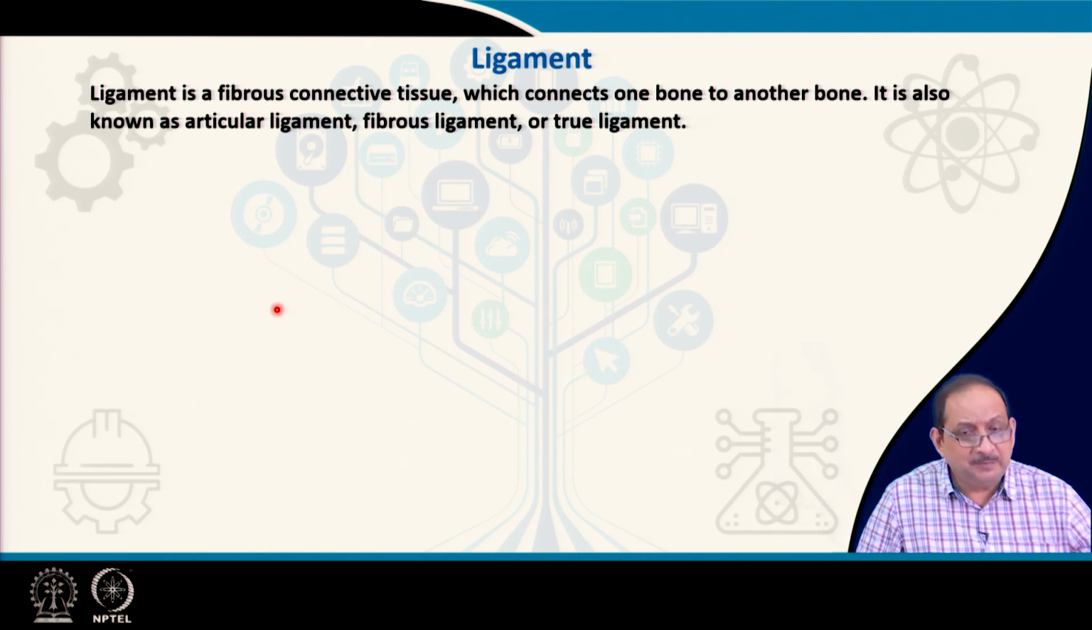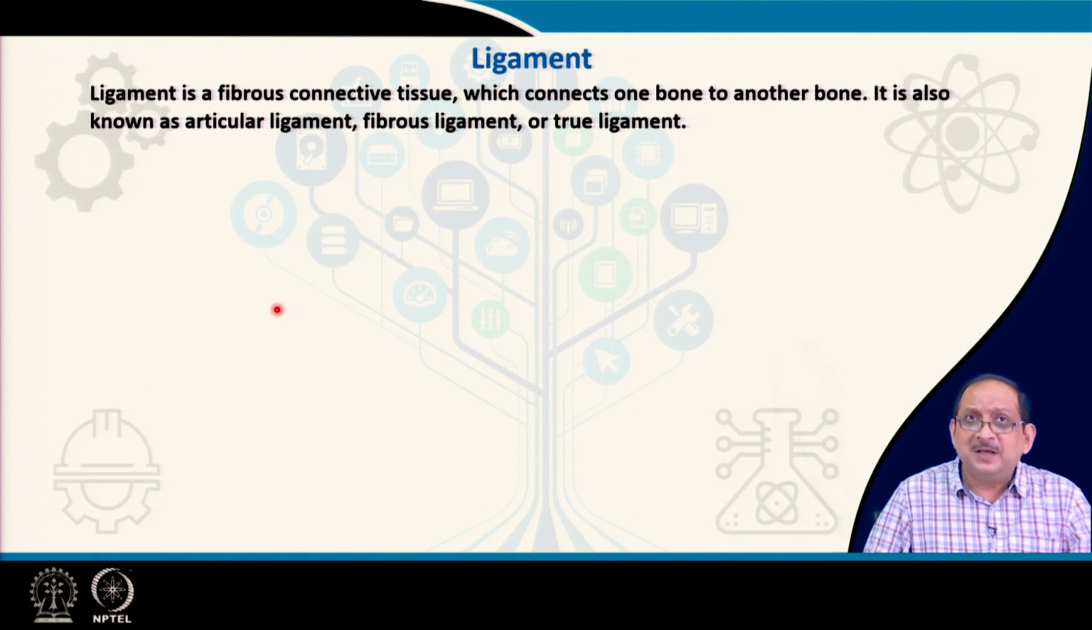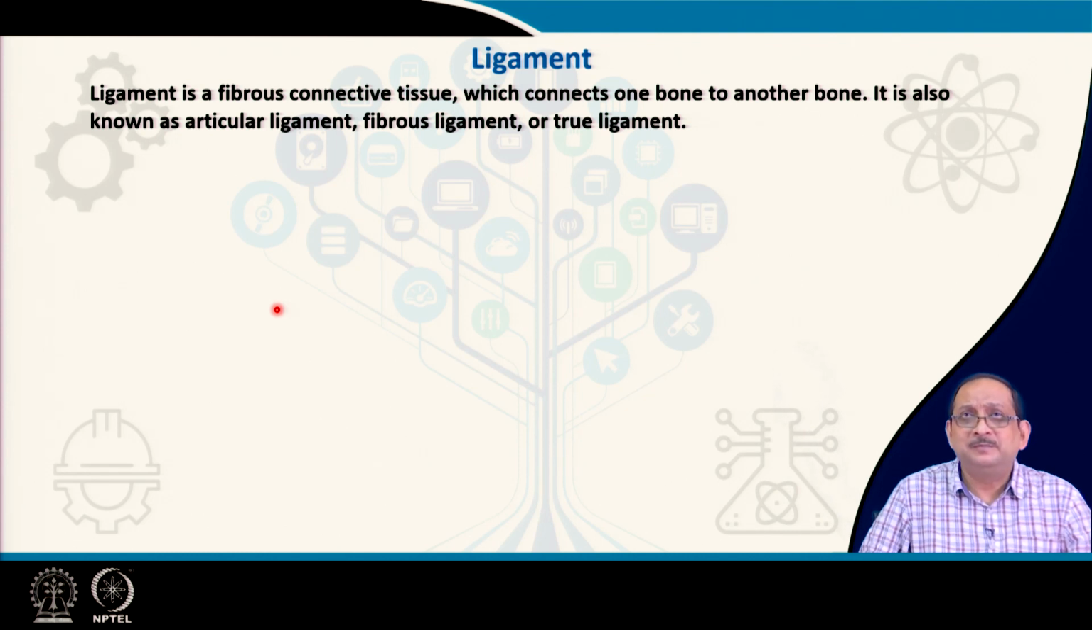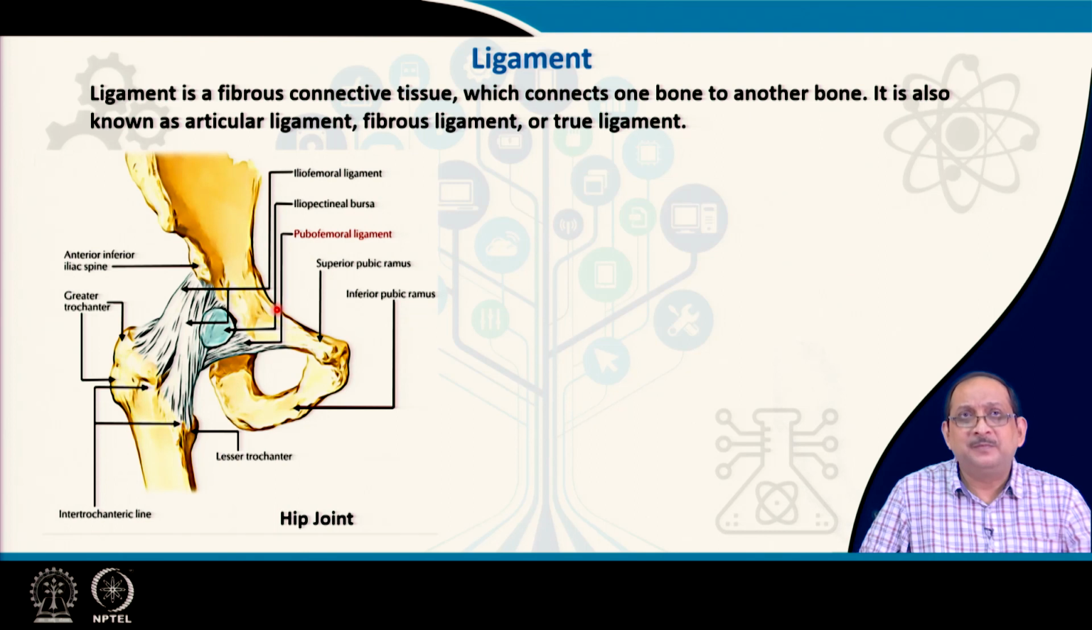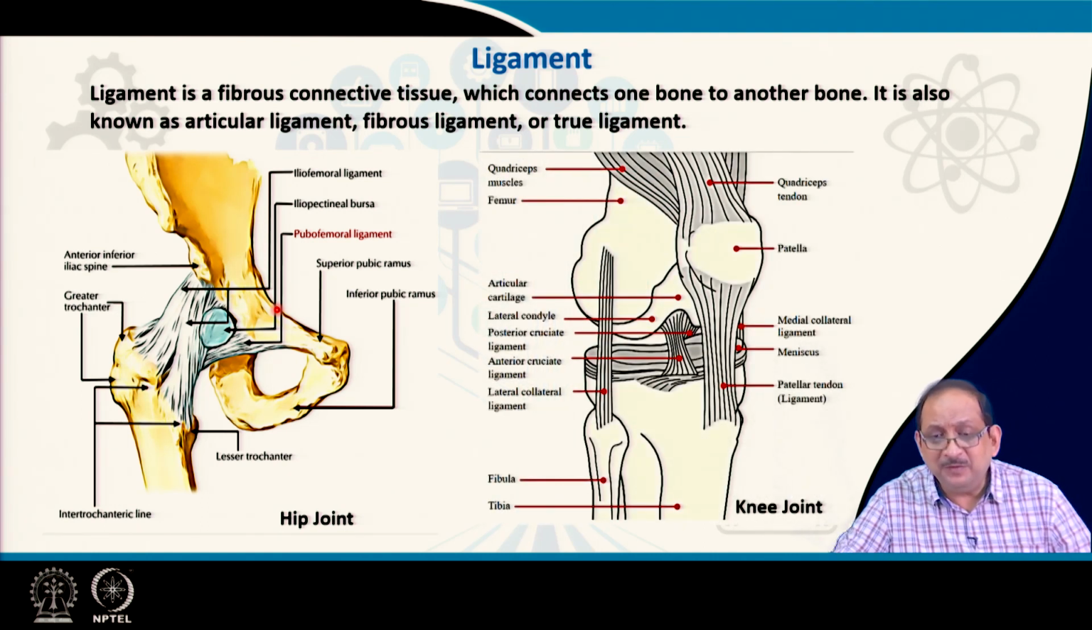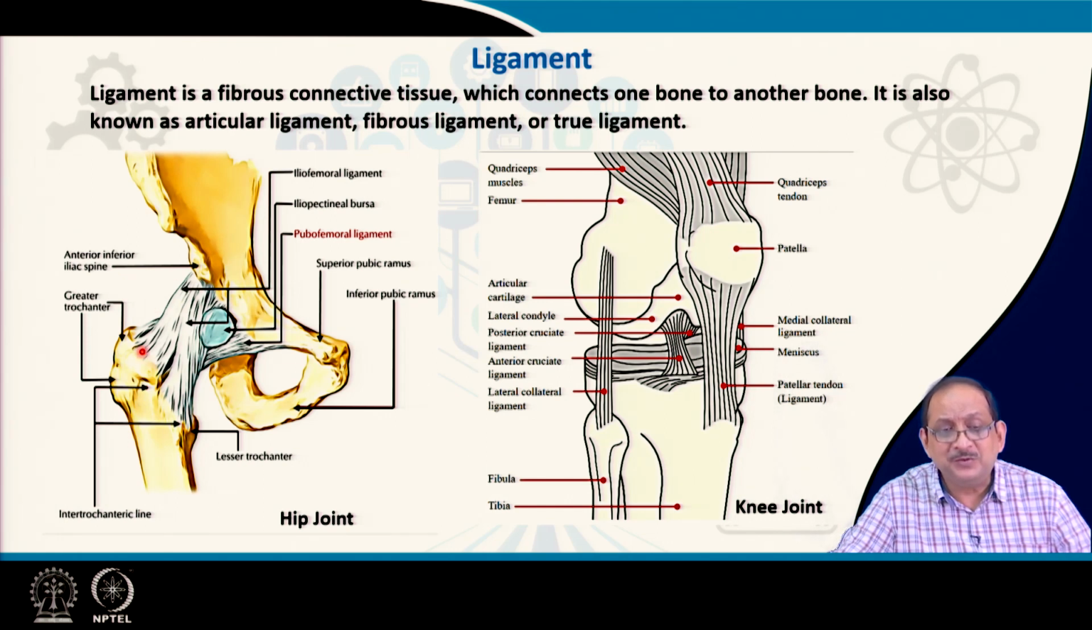Let us come to the ligament. Ligament is a connective tissue which connects one bone to another bone. It is also known as articular ligament, fibrous ligament, or true ligament. Let us look at the ligaments which actually provide stability to the hip joint and the knee joint. The primary function of the ligament is to provide stability to the joint capsule.